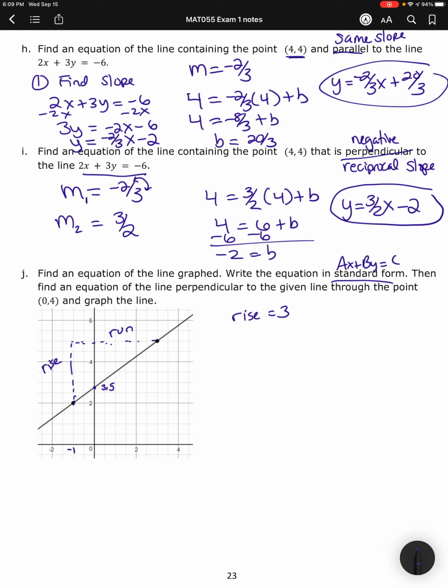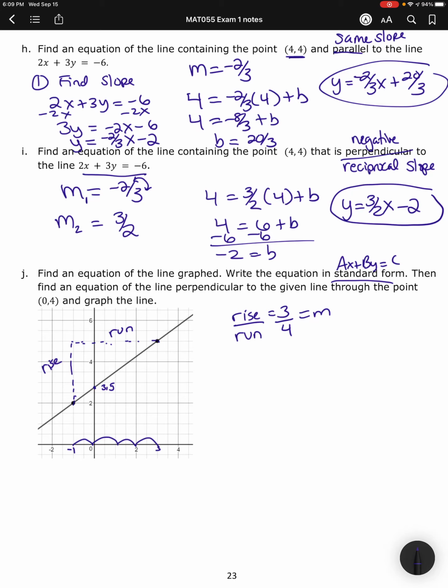And the run, this is -1. It's going from -1 to 3. So that's a difference of 4, right? Be 1, 2, 3, 4. So rise over run, which is slope, is 3/4.